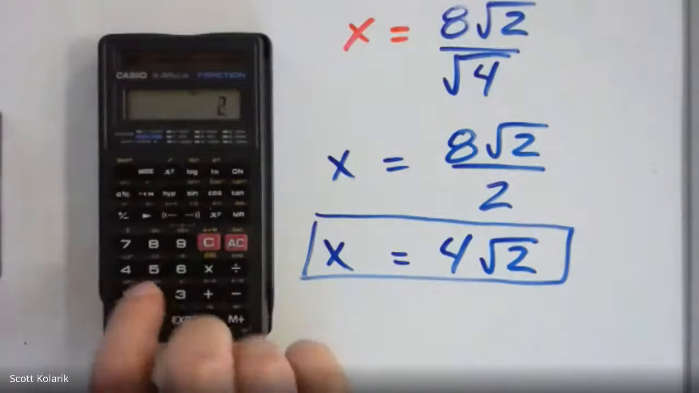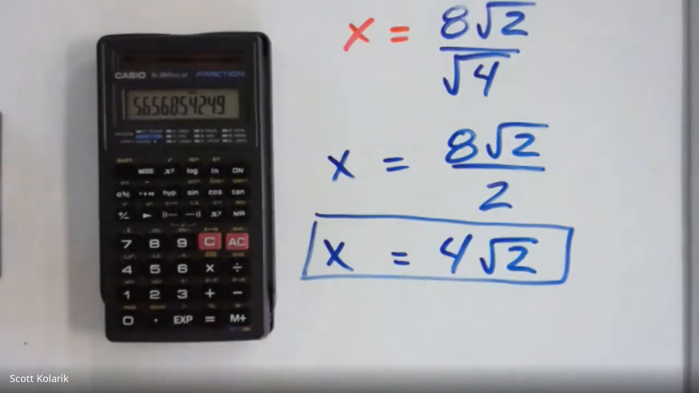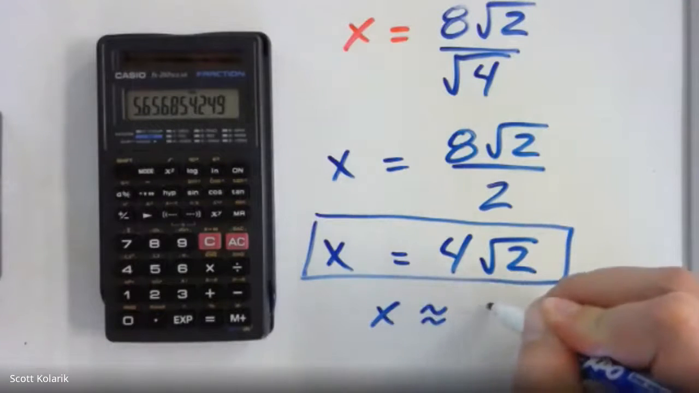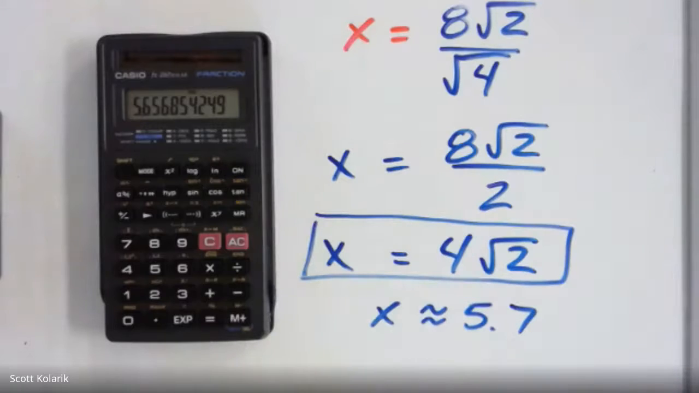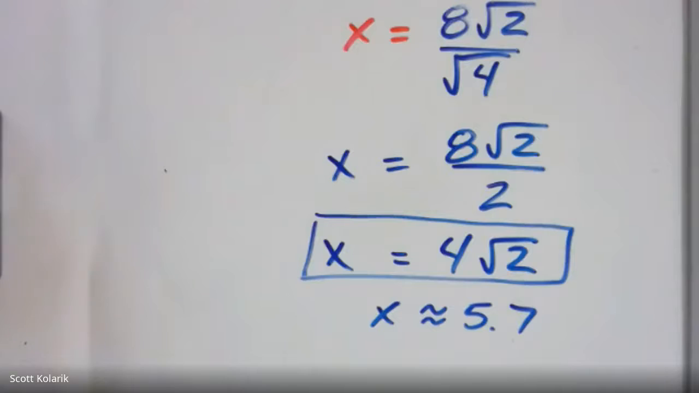I would start with the square root of 2, which is 1.4, and so on, and then multiply by that 4 in front, which would give me about 5.7. So another way I could write this, if it asked me to round to the nearest tenth, would be x is about 5.7 units. All right, so let's just double check that sanity here at the beginning.